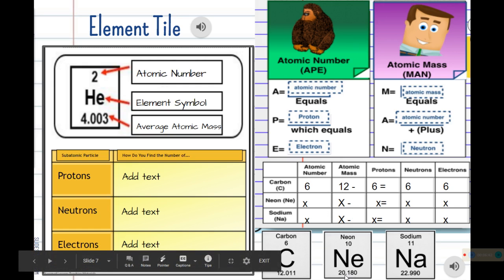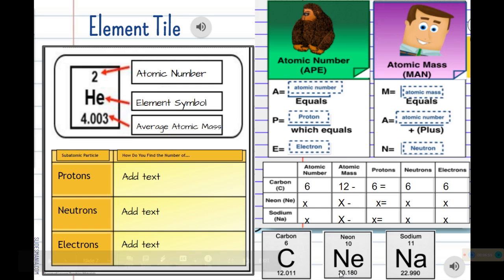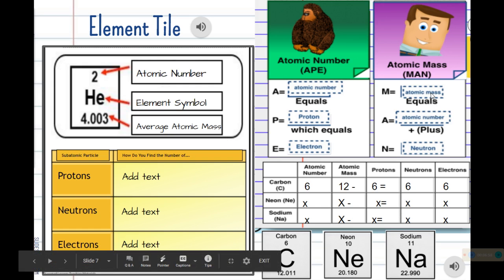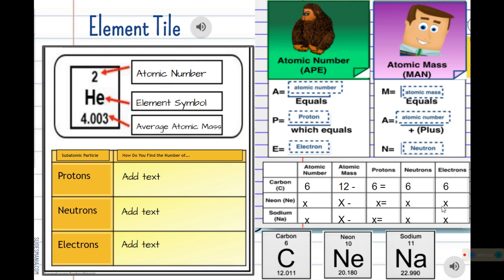What about neon? Okay, neon has 10 protons, and 10 electrons, because the atomic number is 10, but its mass is 20. So remember, to find our neutrons, we have to take atomic mass minus atomic number. So 20 minus 10 is 10. So your atomic number for neon, 10. Your atomic mass, 20. 20 minus our protons, which we know protons is the same as atomic number. So 20 minus 10 gives us 10. And we know electrons is the same as protons, so that would be 10.